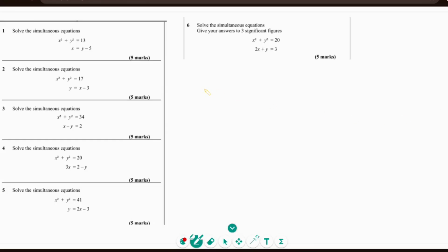Okay, we have 6 questions on the board here. Have a go at all 6 maybe. Check my answer after every one though, to see if you've got it correct. Okay, so for this first one here, we already have x as the subject, so we can substitute it straight into here. We have a double bracket.